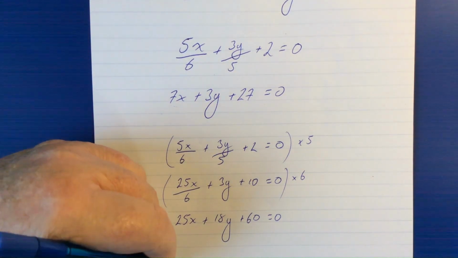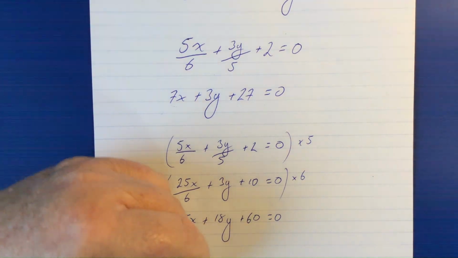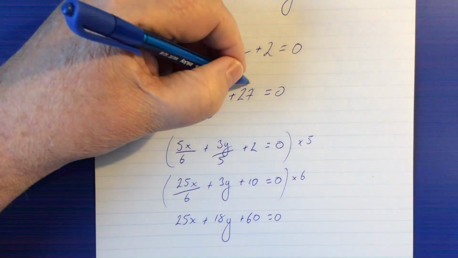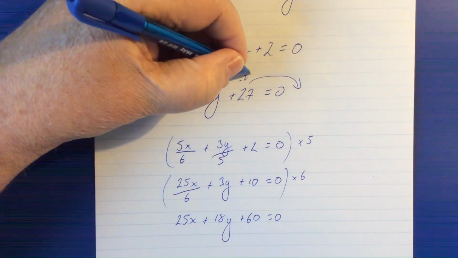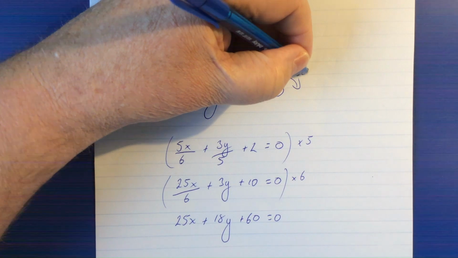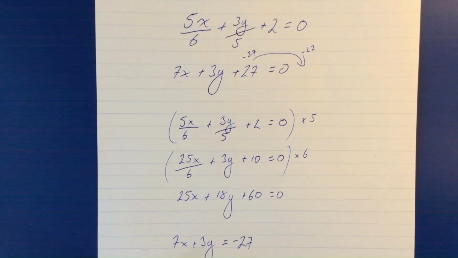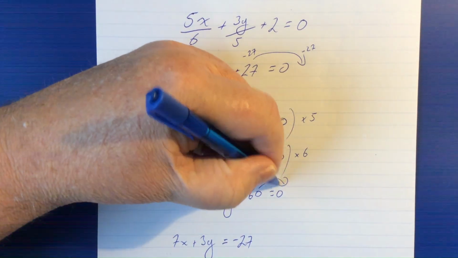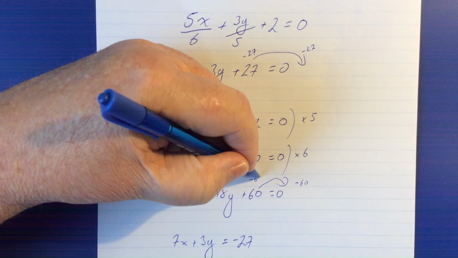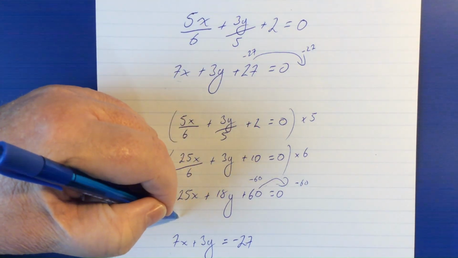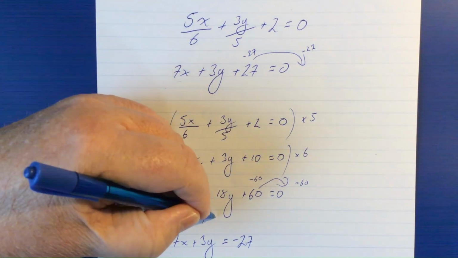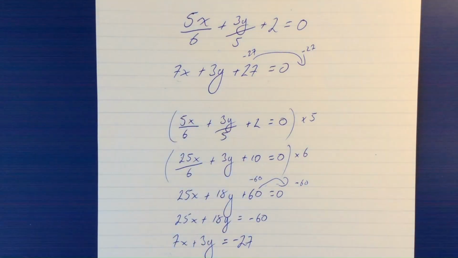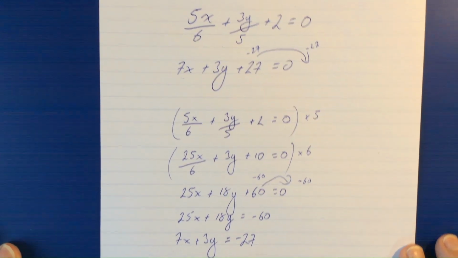Okay, so let's go to work. We now have 7x plus 3y, and we'll say that equals negative 27. I'm just going to subtract 27 from both sides and put our equation into this shape. And I'm going to do the same thing here. I'm going to subtract 60 from both sides, and we'll get 25x plus 18y equals negative 60.